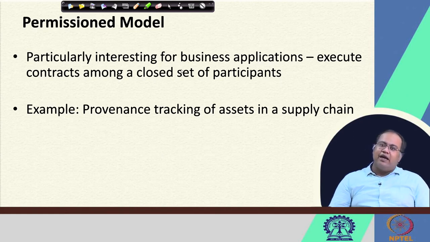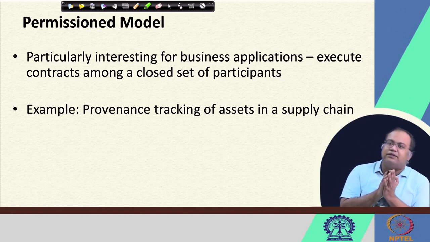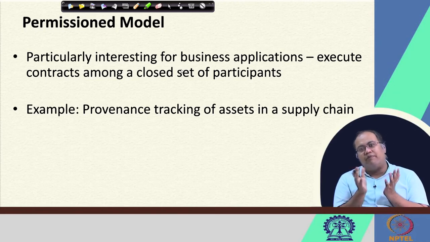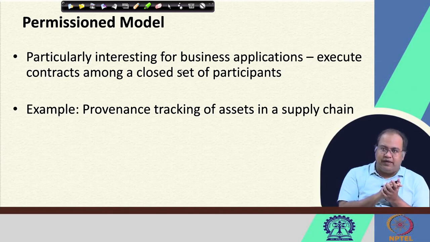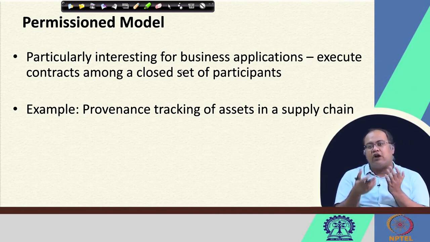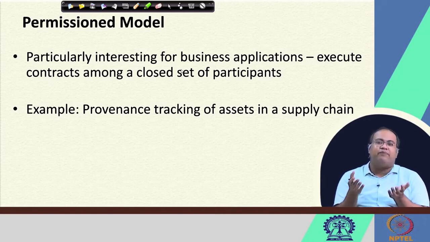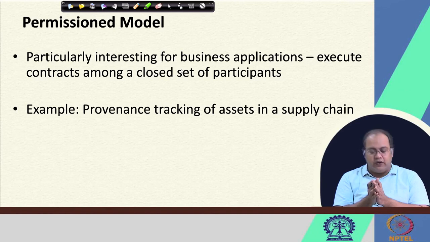As I mentioned earlier, this permissioned blockchain model is particularly interesting for different types of business applications. Basically, you want to execute a contract among a closed set of participants. Now, whenever you execute a contract among a closed set of participants who are your competitors, you cannot rely directly on the information provided by them, because it might always happen that your competitor is providing false information to deceive you. So users may behave maliciously. That kind of thing can always happen.